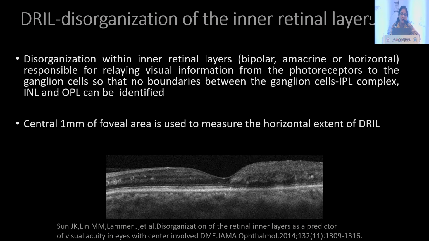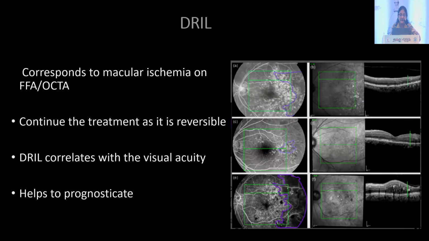There's another term called disorganization of the inner retinal layers (DRIL), and this is basically to identify any kind of ischemic insult to the retina. This is how we identify a DRIL while we are doing an OCT, and this corresponds very well to macular ischemia, which is seen on FFA and OCTA. However, what we need to understand and remember is that we have to continue the treatment as it is reversible.